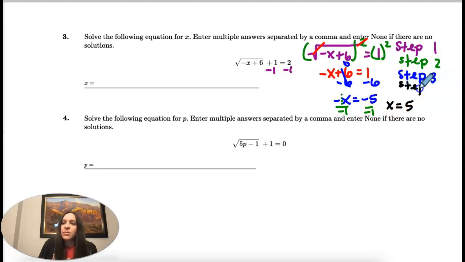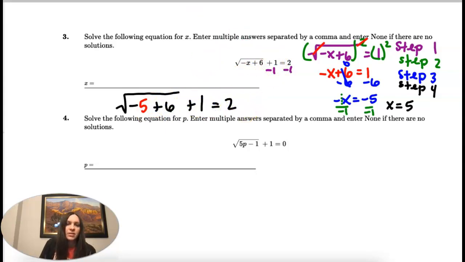So last step is step 4, where I want to see if this is an extraneous solution. So I'm going to plug it back in here. And I'll just write it under here. I'm kind of running out of room. So I have the square root of negative x. Well, x is 5. So negative 5, and then plus 6, plus 1 equals 2.